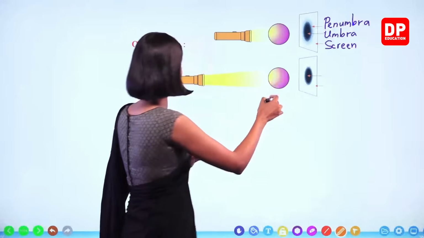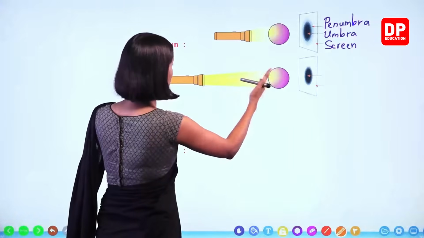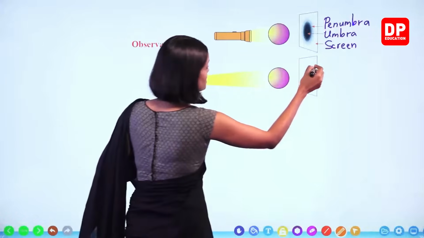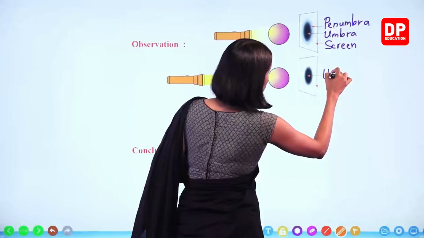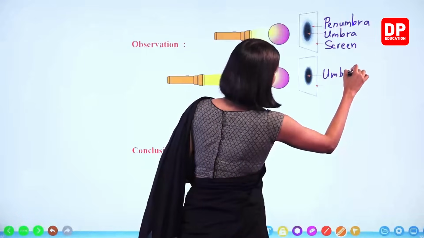The second instance, when the distance between the ball and the torch is more, what happens? You cannot see penumbra anymore. Only the umbra could be seen. Umbra and screen.